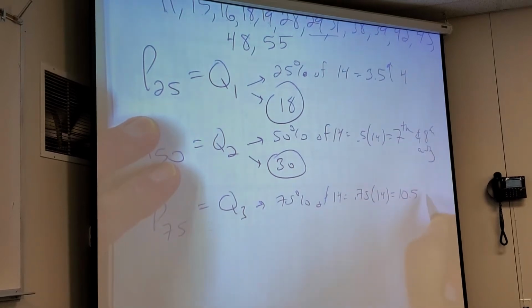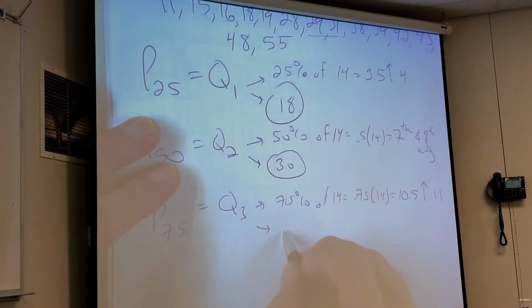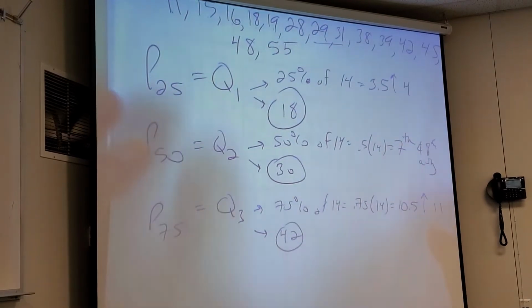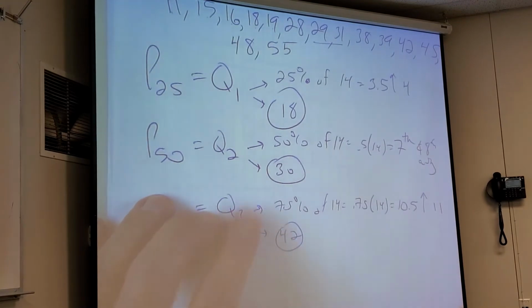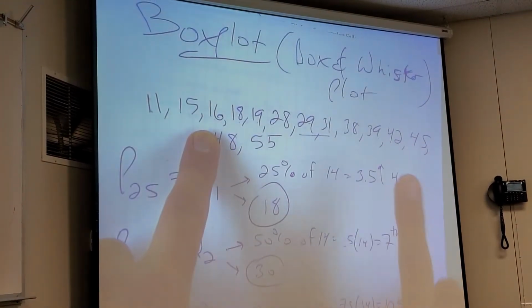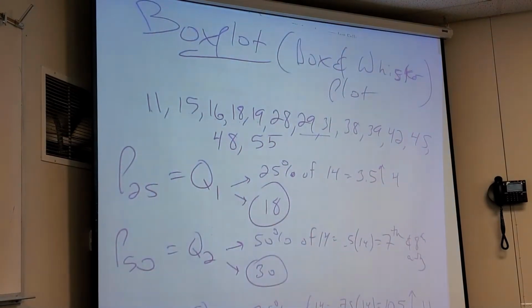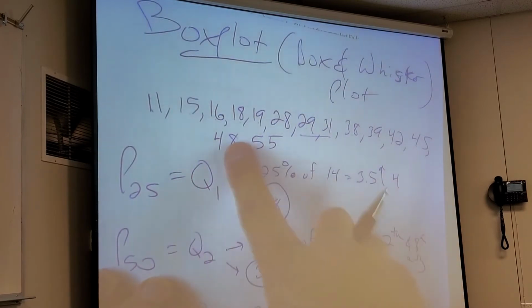10.5? So round it up to... And what's the 11th number? 42. Now watch this. This is not a big shortcut, so it doesn't make sense to worry about it. I had to go 4 in for Q1 from the bottom, so I got to go 4 in from the top for Q3 because they're going to be symmetric. So 1, 2, 3, 4.